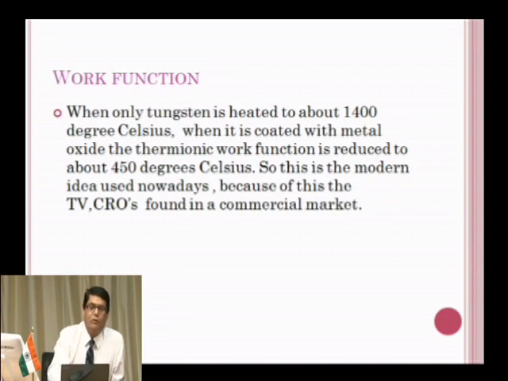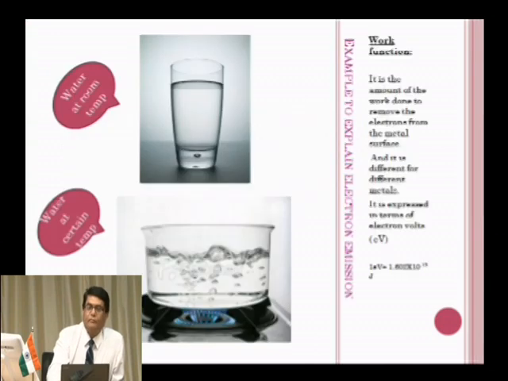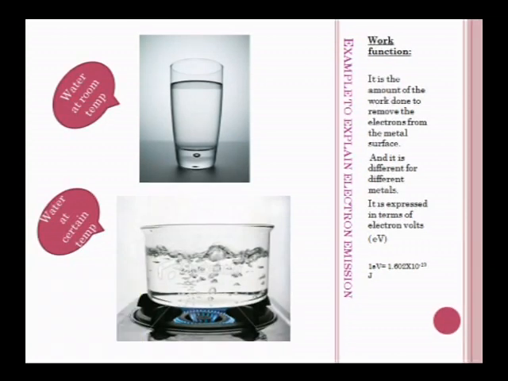But usually when we talk about work function, these work functions are expressed in terms of what is called electron volt. So, for example, to remove the electrons from a metal surface like tungsten, we require around 4.9 electron volt.